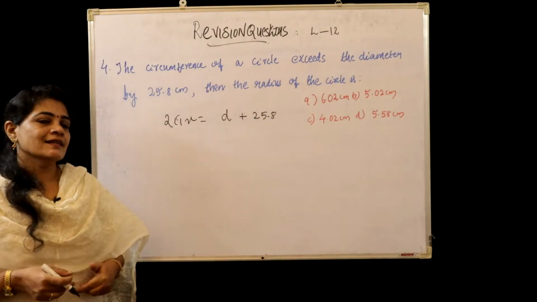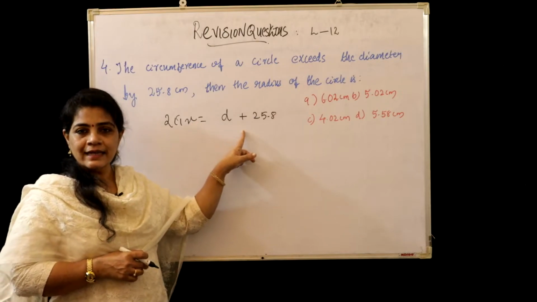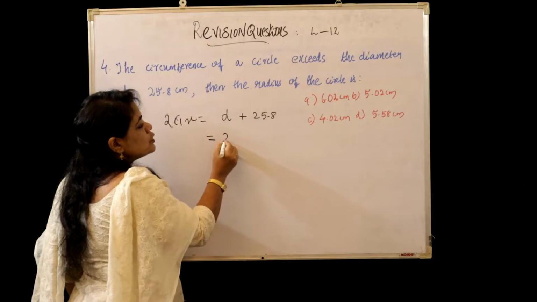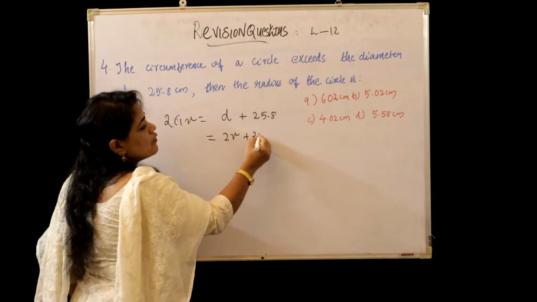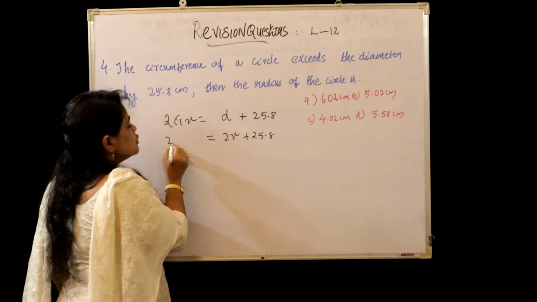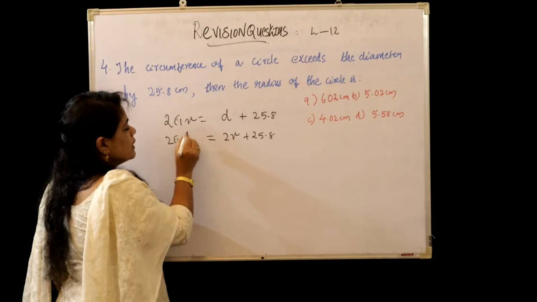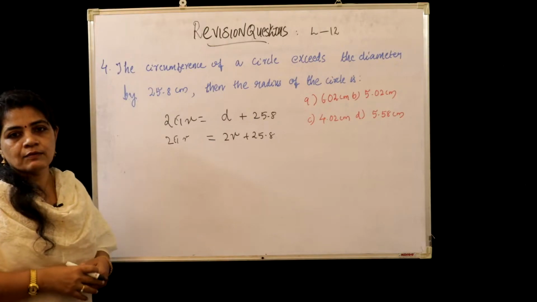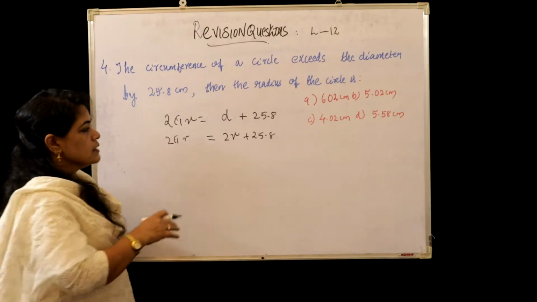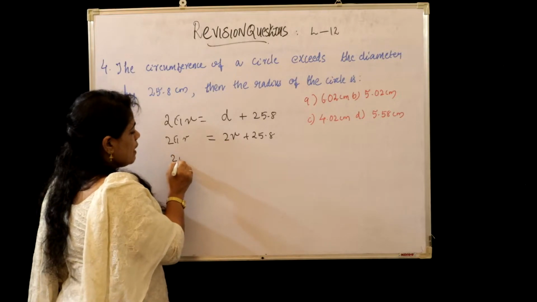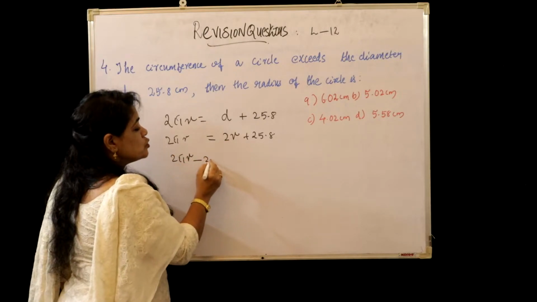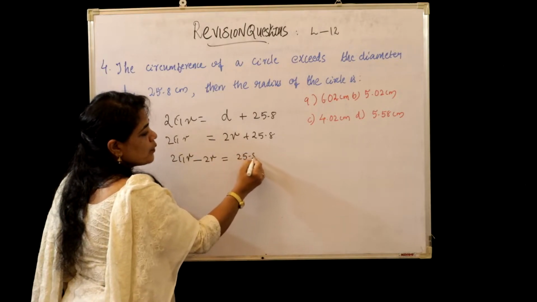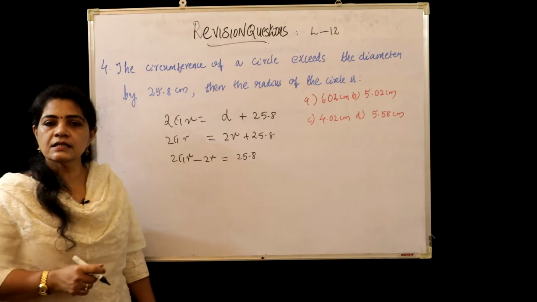See children, what can be the next step? 2 pi r, here is d, but we know that d is equal to 2r. So this is equal to 2r plus 25.8. So here comes 2 pi r. I am going to take that 2r to the LHS, keeping the constant alone in the RHS. So 2 pi r minus 2r, when this 2r comes to LHS it is minus, equal to 25.8.